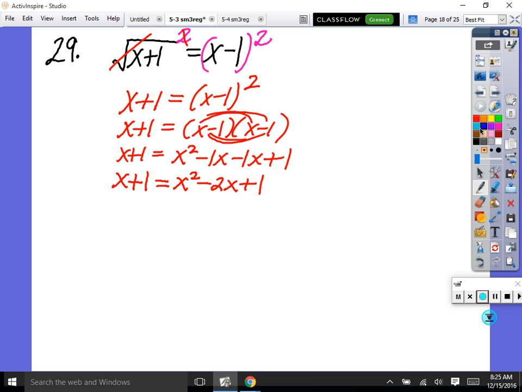My first step is I'm going to bring these over because I want to keep x squared positive. Subtract x, subtract x. 1 is equal to x squared minus 3x plus 1, correct? Now what are we going to do to get it equal to 0? Subtract 1. Are we all following? 0 is equal to x squared minus 3x.